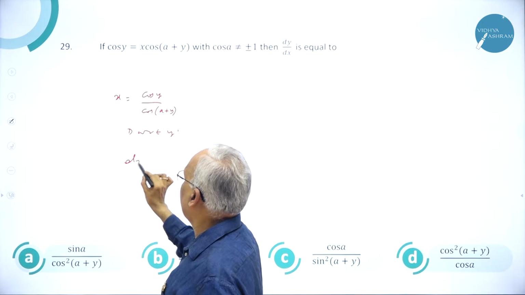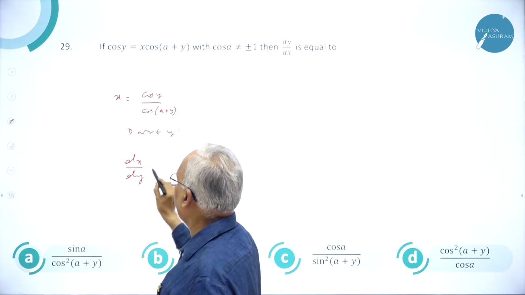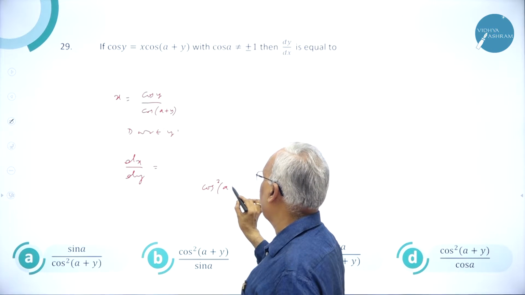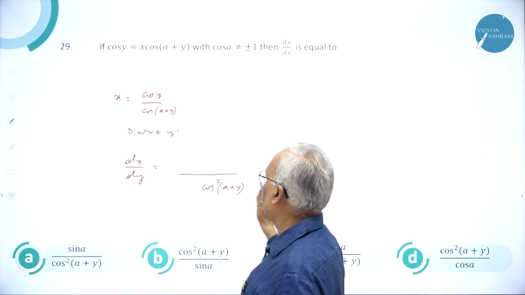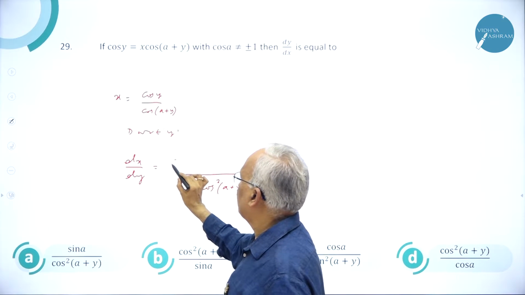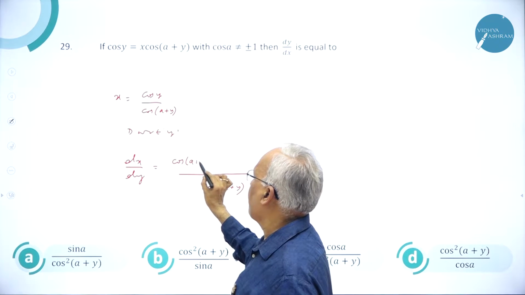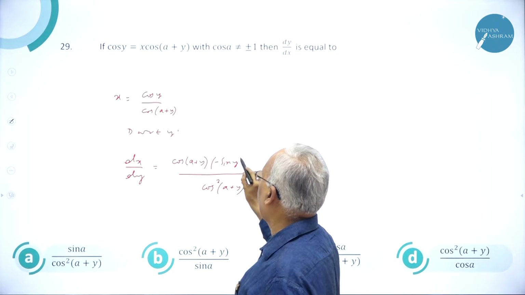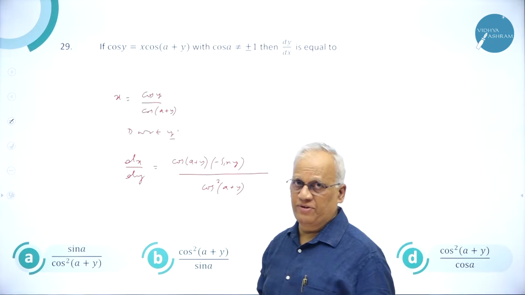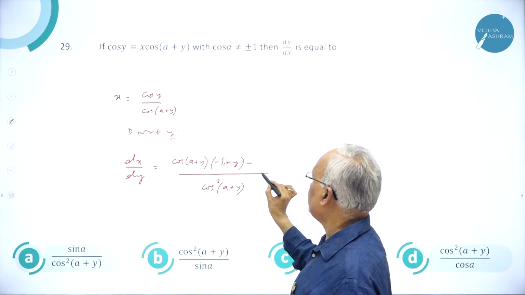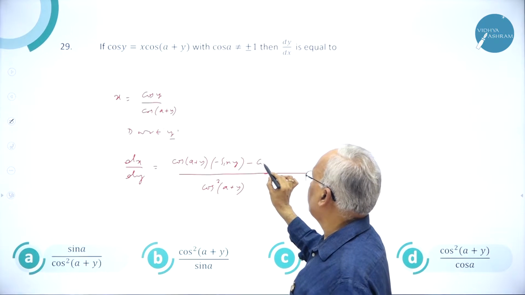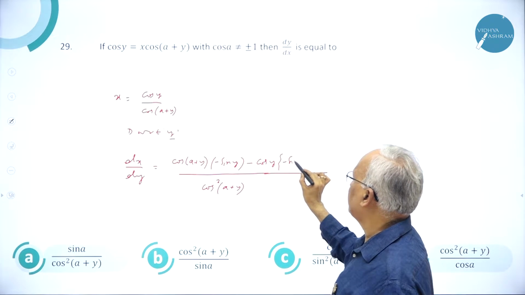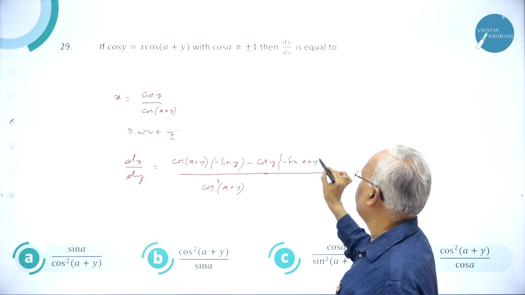Then it becomes dx by dy equal to quotient rule you apply, cos squared of a plus y over denominator cos a plus y into derivative of cos y is minus sin y, no dy by dx because you are differentiating with respect to y, minus cos y numerator into derivative of cos a plus y is minus sin of a plus y into 1.